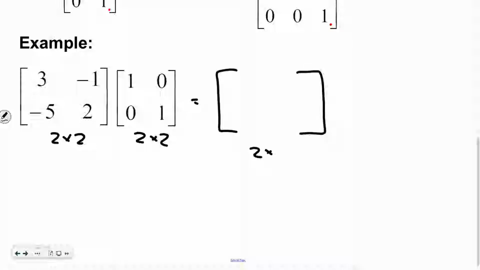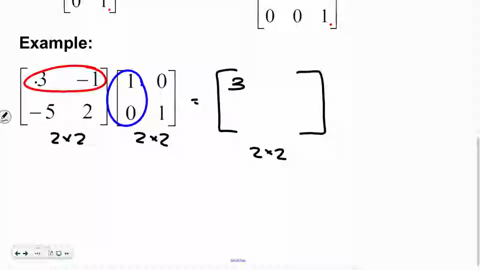Thanks. Okay, so we already know what should happen here, right? It's 2 by 2 times the identity, so we should get the same thing. Let's see how the identity matrix actually works. This is 2 by 2 times another 2 by 2, so of course we're going to end up with a 2 by 2. I'm going to take my first row times my first column. So 3 times 1 is 3, and then add negative 1 times 0 is 0, so I just get 3.